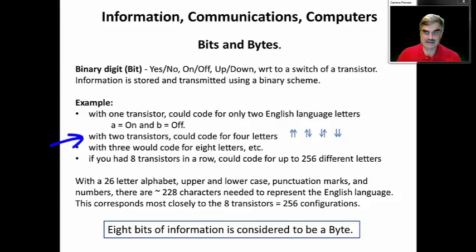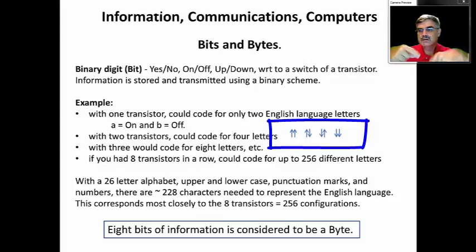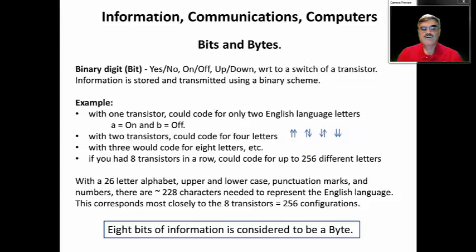Well, if you had 2 transistors working together, you could represent 4 different English letters. And I show you this little example of arrows being both up, both down, or the 2 different combinations of up, down. If you had 3 transistors working together, you could code for 8 letters. And if you keep expanding on this number of transistors, you see that when you get to 8, if you had 8 transistors working together, you could code for 256 different characters, different letters of an alphabet.